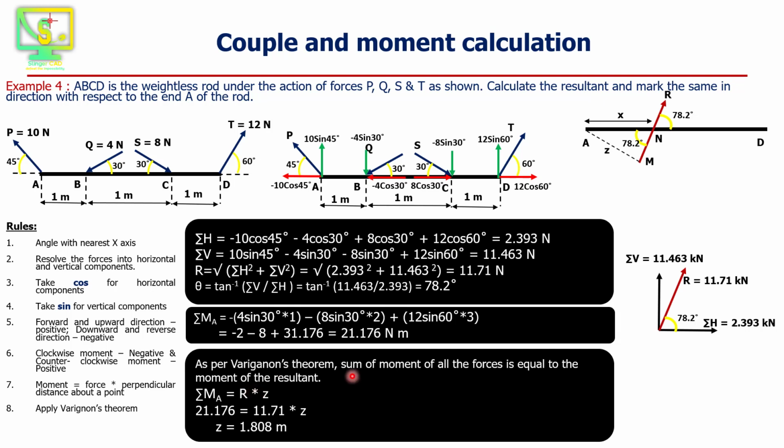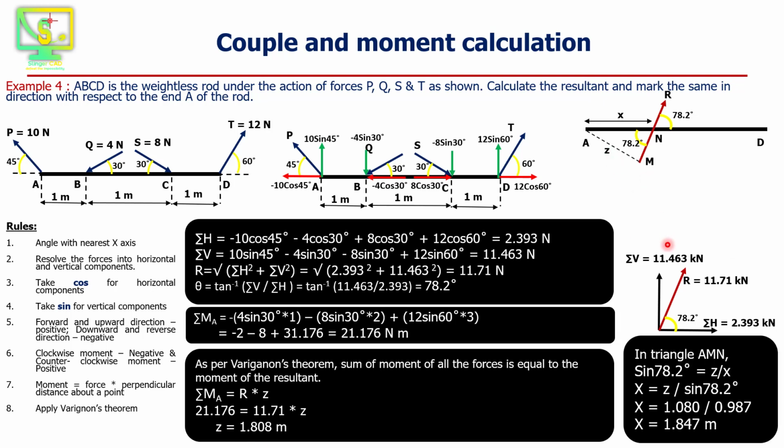By applying Varignon's theorem, the sum of all moments is equal to the moment of the resultant. So this perpendicular distance multiplied by the resultant equals sigma MA. R into Z is equal to sigma MA. We know the value of R and the value of sigma MA. By substituting these we get the value of Z. Z equals 1.808 meter.